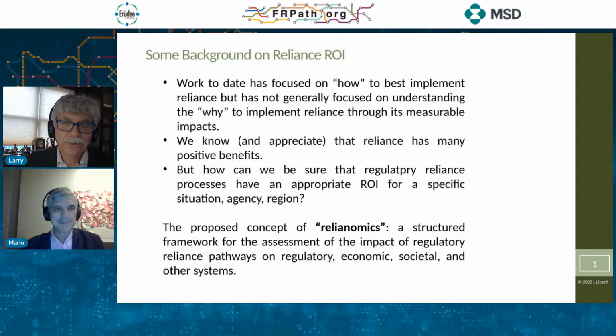Relianomics, a new term. And we're terming Relianomics a structured framework for the assessment of the impact of regulatory reliance pathways, not only on the regulator and the regulatory process, but more broadly. Are there economic impacts? Are there societal impacts? And are there other systems we haven't even considered that get impacted by reliance?